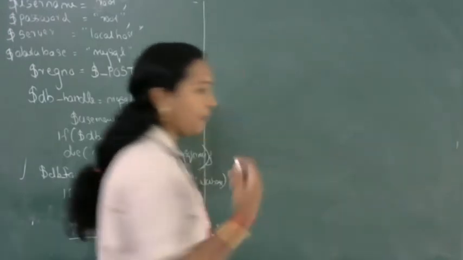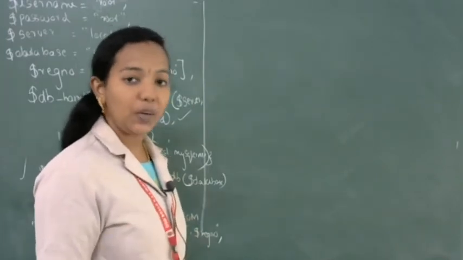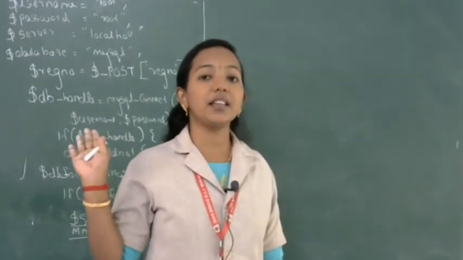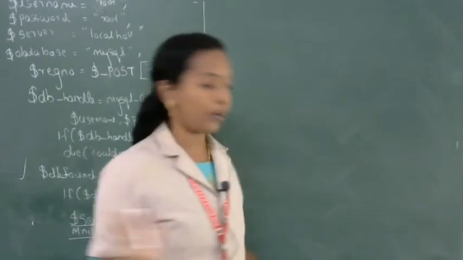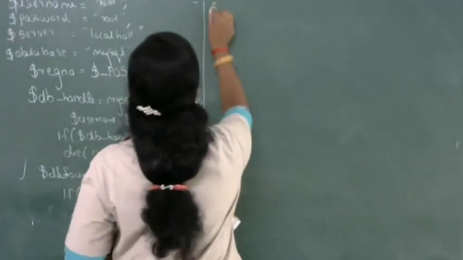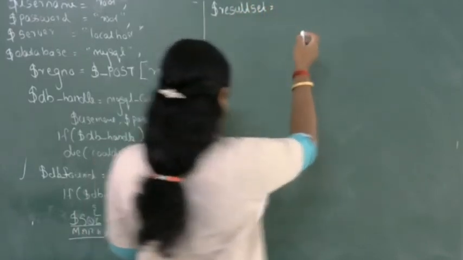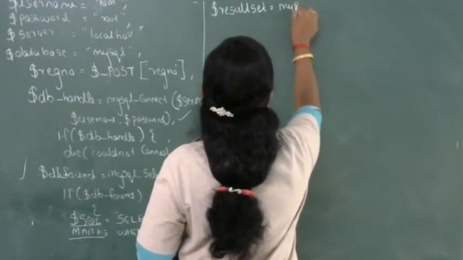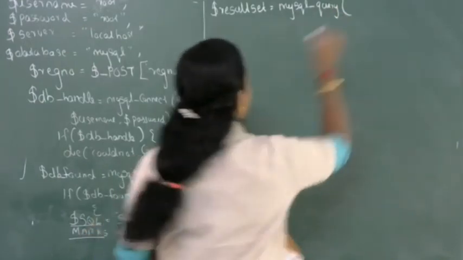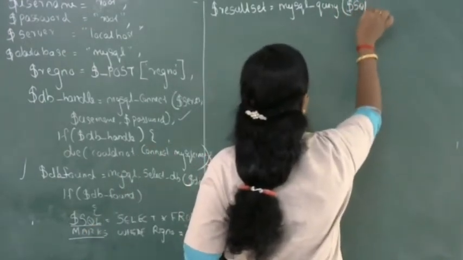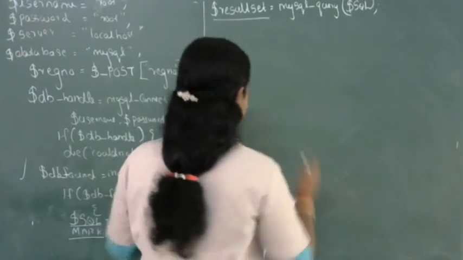After this I am going to write the third step. In the third step we are using the mysql_query function for executing the SQL query. So which query are we executing? Select star from table query. So next one, $result_set is equal to mysql_query. Then which variable are we using here? $SQL. So this query will execute and the final result will be available in $result_set.